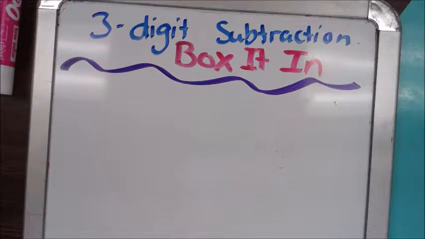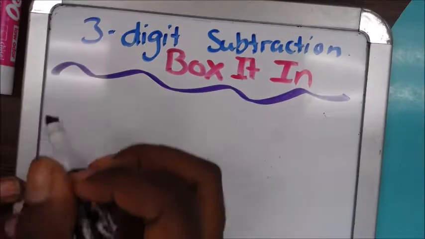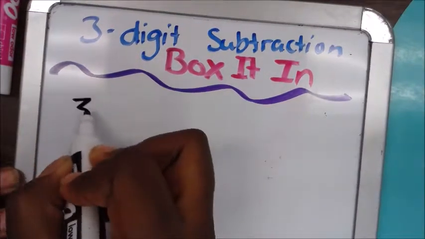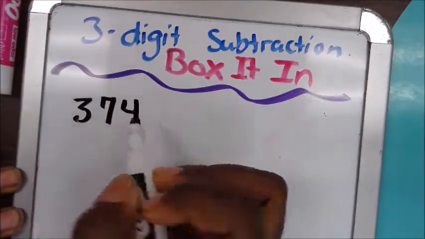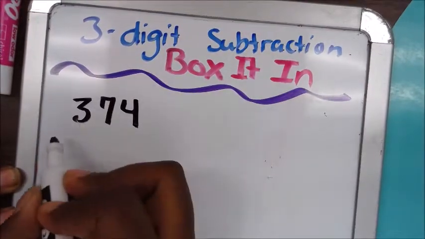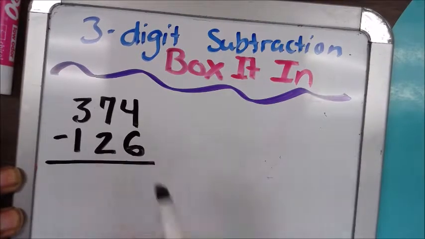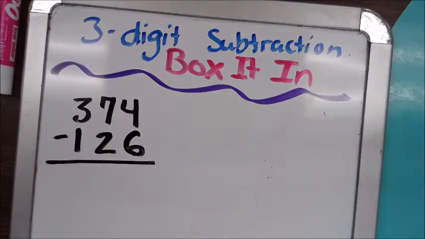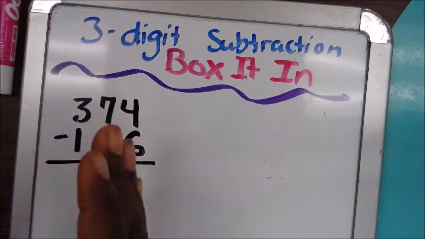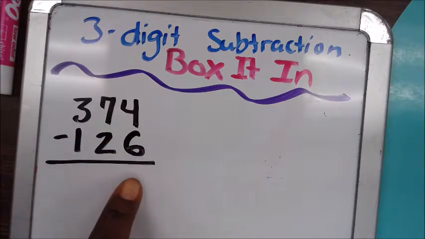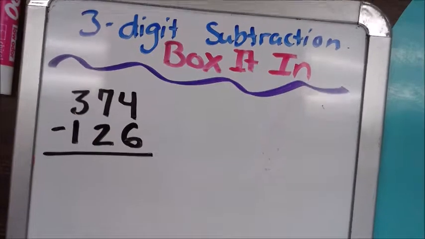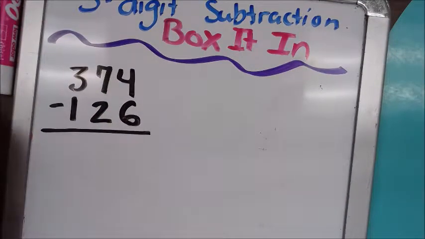So let's get started. Our first example today is 374 subtract 126. Just as a reminder, when you're subtracting, make sure you line your digits up so my ones are with my ones, my tens are with my tens, and my hundreds are lined up with my hundreds place. We do want to do that.